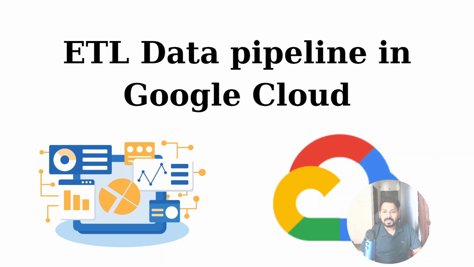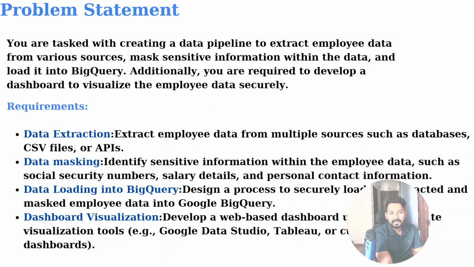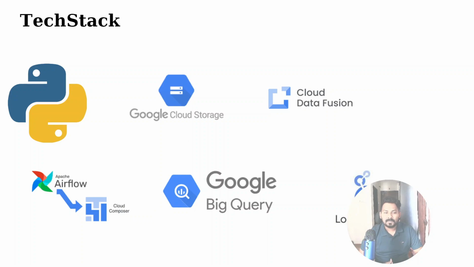Okay, I'll just summarize what we have done as of now. There was a requirement, a problem statement, where we have to extract the employee data, mask the sensitive data, load that data into BigQuery and then visualize it on dashboards. So we used different services here. We used Python to extract the employee data using the Faker library. Then we stored the data in Google Cloud Storage, and then we created one Cloud Data Fusion pipeline which will transform our data, mask the sensitive data and load it into BigQuery. So we loaded it into BigQuery and also visualized that data using Looker Studio. But now we want to automate everything using Airflow.